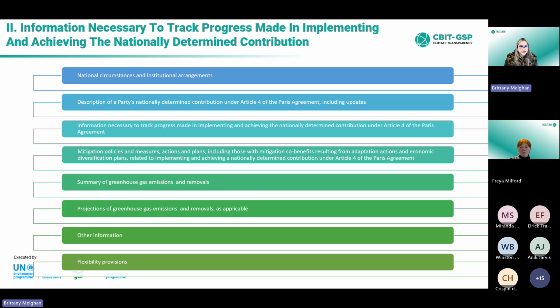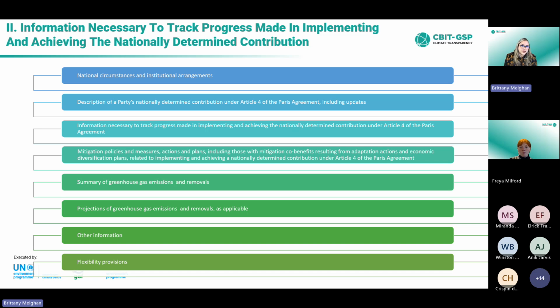And the second chapter is on the information necessary to track progress in implementing and achieving your NDC. So this is the NDC tracking progress chapter. In each of these chapters, you'll see that national circumstances and institutional arrangements are common to all of them. And it's just describing any of the arrangements that govern the planning and the execution of tracking progress of NDCs in your country.